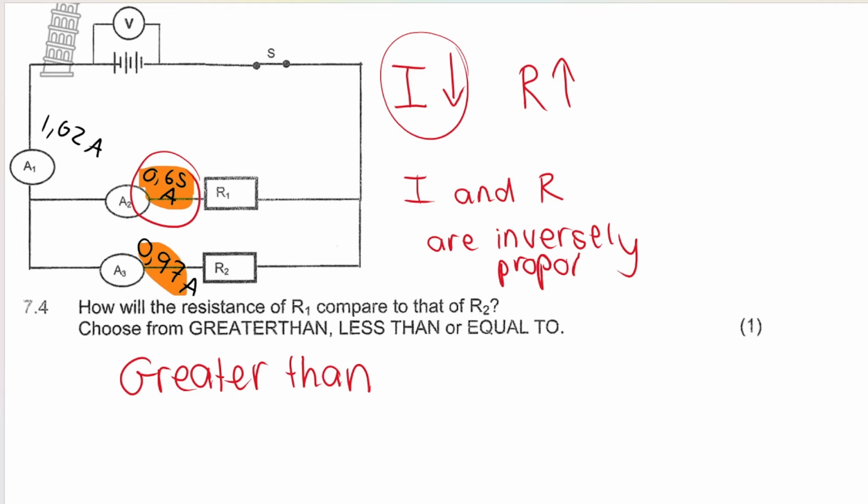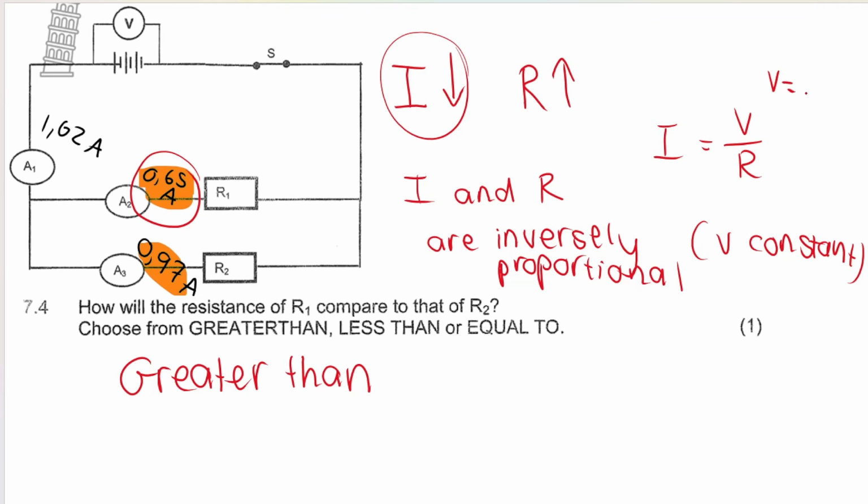Okay, so if they had to ask for a reason, that would be a reason, because voltage is constant. And the formula that we use for that relationship is this one, V is equal to I times R. So if voltage is constant, if this number is very big, this number is very small.